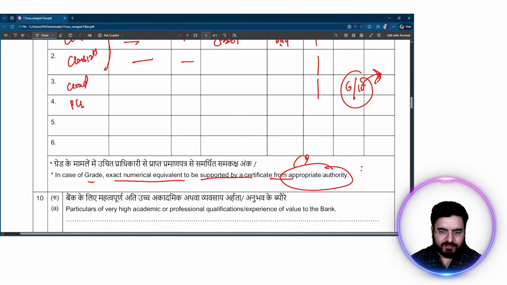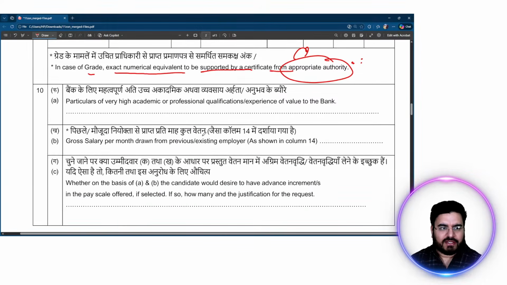Please remember this thing. If you have any kind of certificate for them, you have to get it from the authority, all right? Chalo. Next is particulars of very high academic professional qualification experience of value to the bank. If you have done any kind of experience certification, or you have, let's say, previous experience of working in the bank, you can mention like this, right? Gross salary per month drawn from previous bank or existing employer. So if you are already working, you can mention your salary here. If you are not working, you can mention not applicable, right?